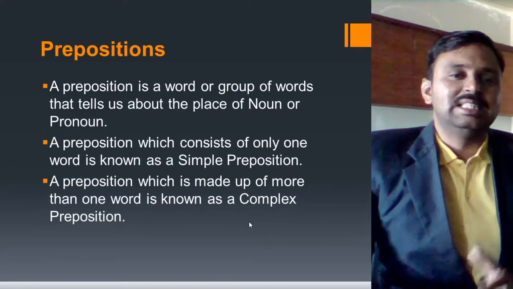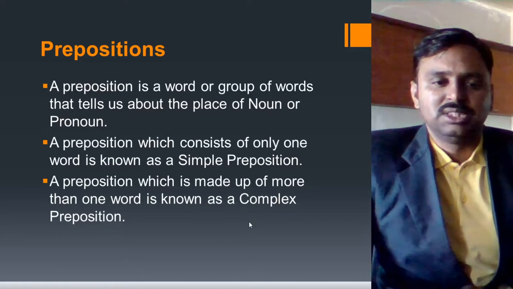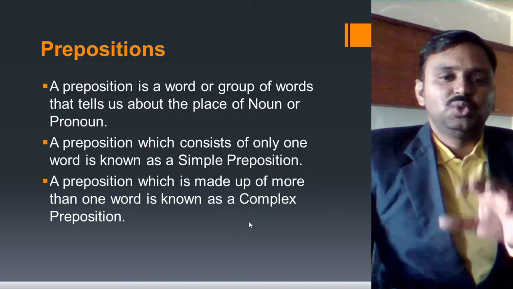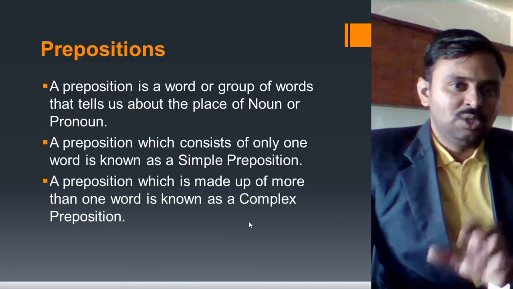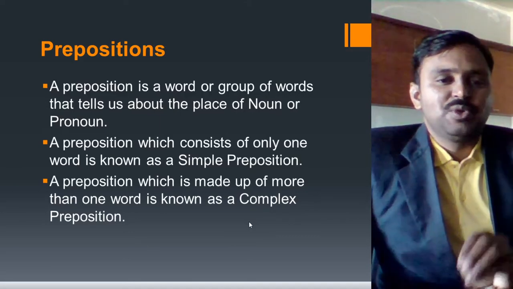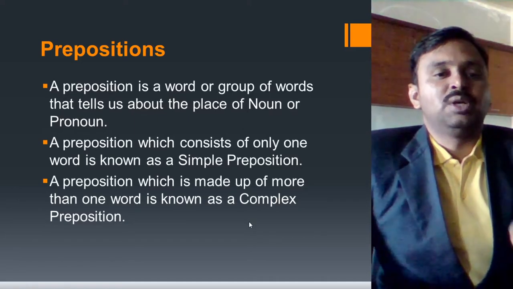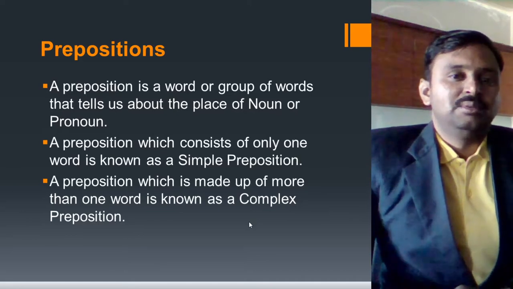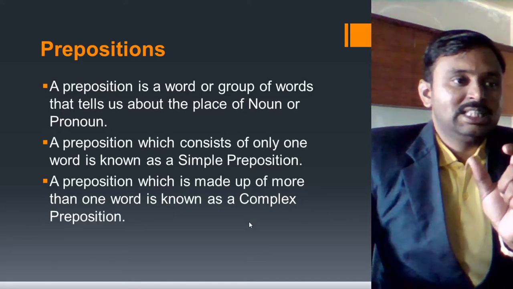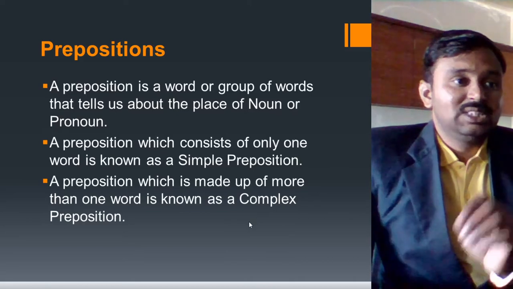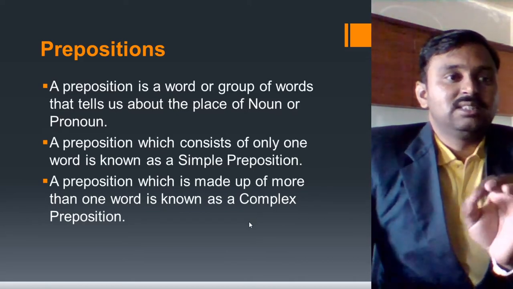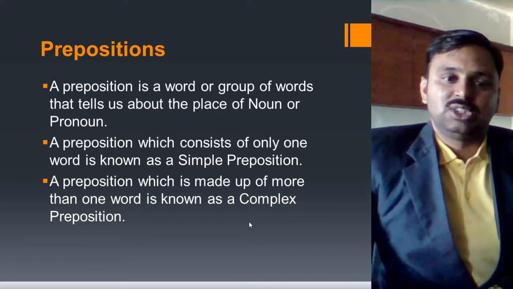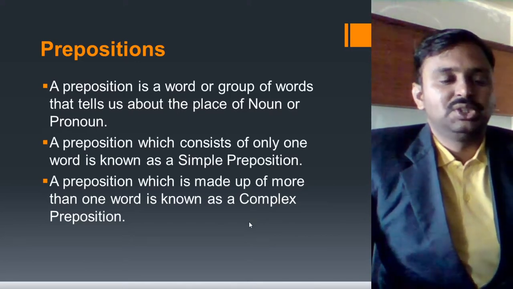A preposition is a word or a group of words that tells you about the place of a noun or pronoun. So it is exactly what? A word which tells you where the particular noun or pronoun is. Example like the book is on table. Now on is the word that is preposition and it tells you where the book is kept. Alright? So we get the idea of the place of a noun through the preposition.